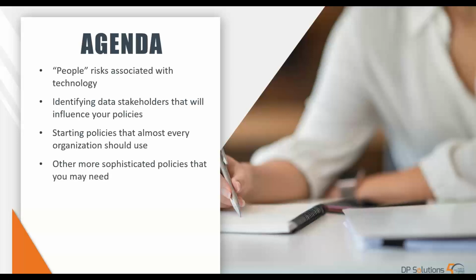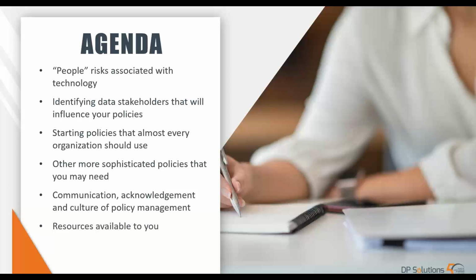So this is where we get into a little more marginal stuff, things that are maybe for bigger organizations or people with specific data privacy needs, or maybe have compliance concerns, so on and so forth. We're going to talk about communication, acknowledgement, and culture of policy management. It's one thing if you write a policy, it's another thing to actually manage, enforce it, update it, so on and so forth. And then resources available to you.